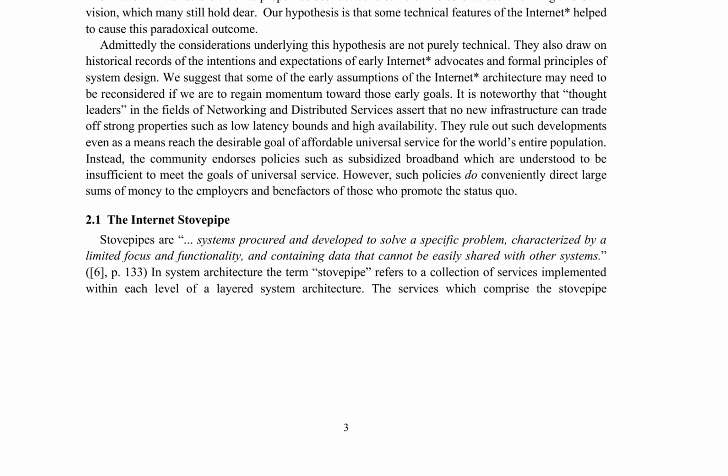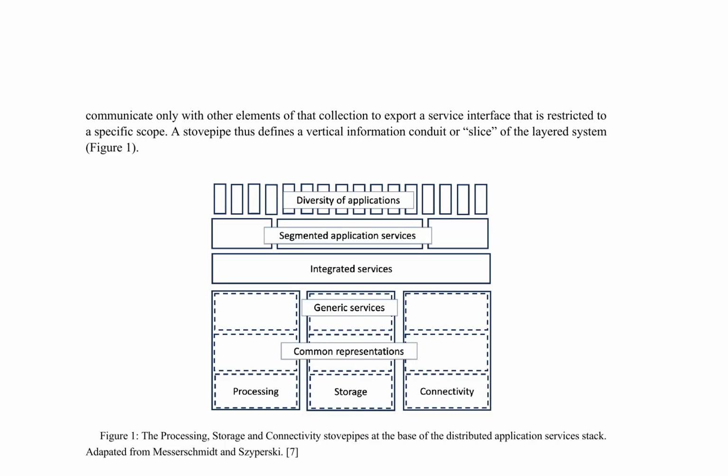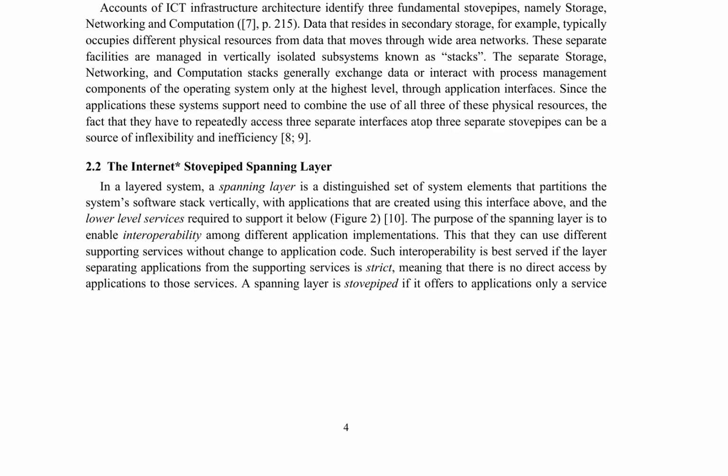The Internet's stovepipes include storage, networking, and computation, which interact through application interfaces, causing inflexibility and inefficiency. The spanning layer, designed for interoperability among applications, is also stovepiped, offering services to applications without direct access to supporting services. This structure is seen as a limitation in achieving universal service. The community's endorsement of policies like subsidized broadband is considered insufficient to meet the goals of universal service. The summary highlights the need to reconsider early assumptions of the Internet architecture to regain momentum towards the original goals.